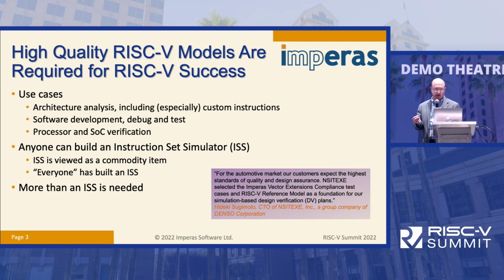Simon touched on this in his keynote this morning, but for the use cases that we're seeing here, architecture analysis, including especially custom instructions for software development, debug and test for processor and SoC, verification, you need high quality RISC-V models. Anyone can build an instruction set simulator. Most of us have done this in our college days. It's viewed as a commodity item, but more than just an ISS is actually needed here.